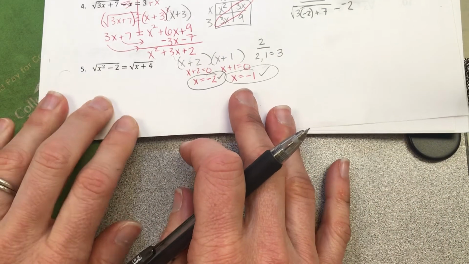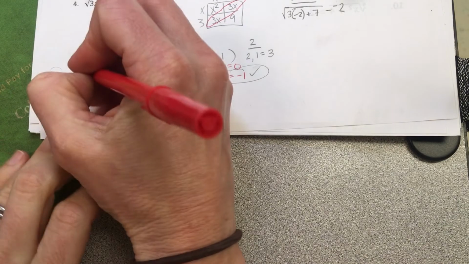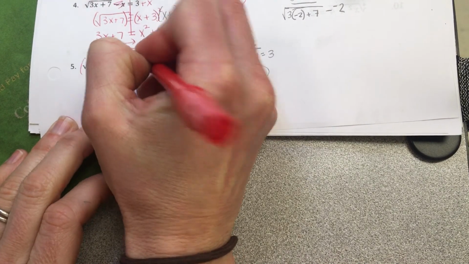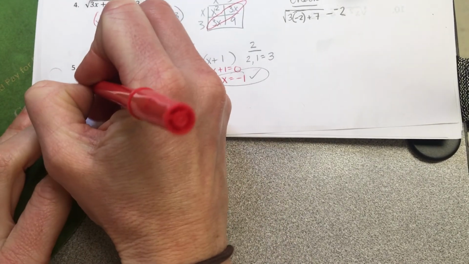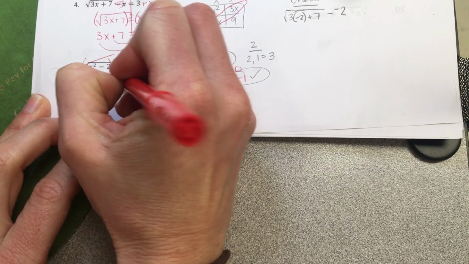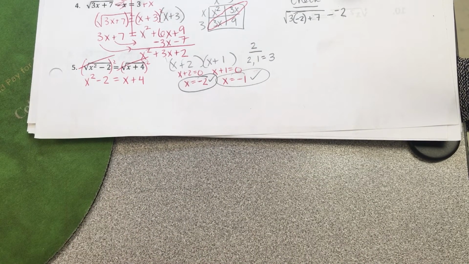Okay, number 5. I got a square root on both sides. What do you think I could do to both sides? Square it, okay? Make my life a lot easier. Square both sides, and what will happen to both square roots? They cancel. So I'm left with x squared minus 2 equals x plus 4. The square roots will cancel out because there's one on each side.